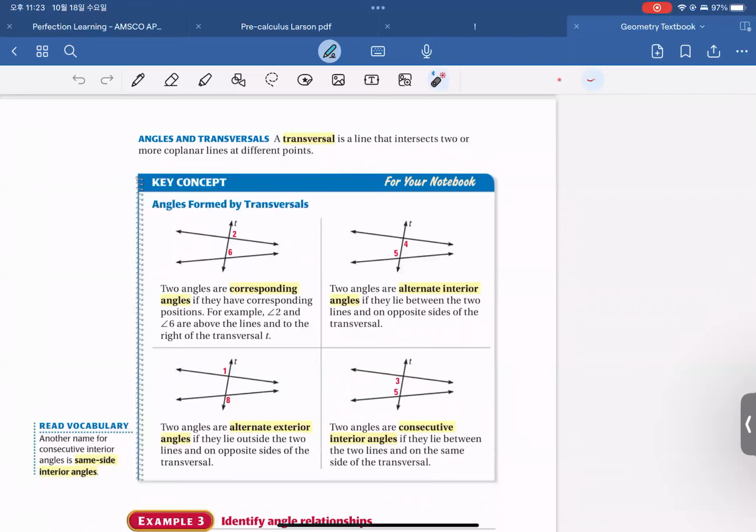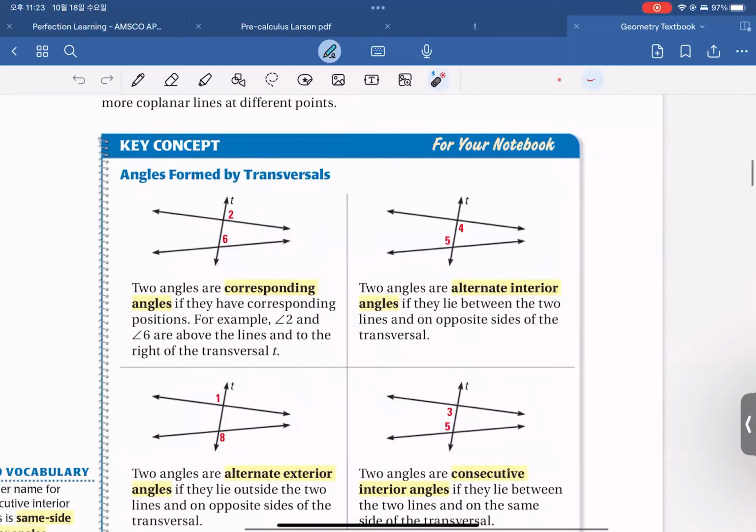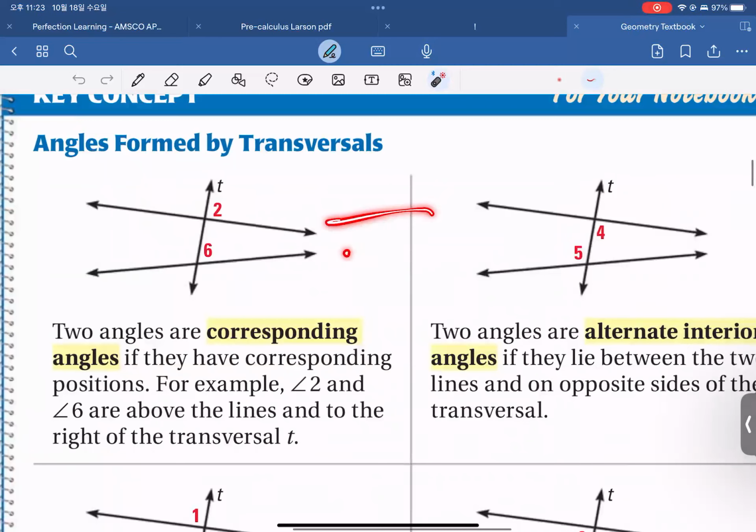So now looking at the angles formed by a transversal. First, corresponding angles. Two angles are corresponding angles if they have corresponding positions. You can think of it like when there's a drawing like this, the same place here, it would be here and here, because they're in the same spot, just on a different line, and are intersected by a transversal.